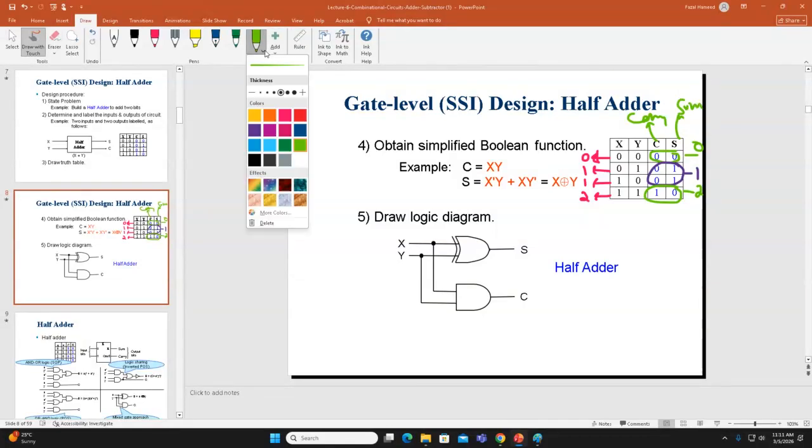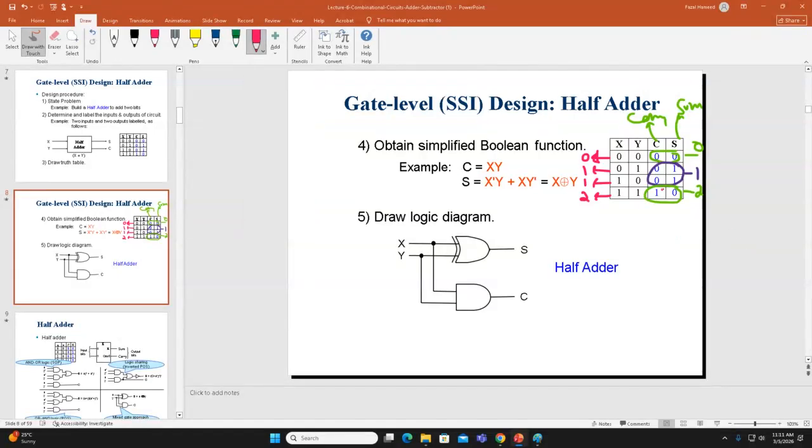Now this is very important. Carry will be 1 when x is 1 and y is 1. So C is equal to x dot y. Any question?